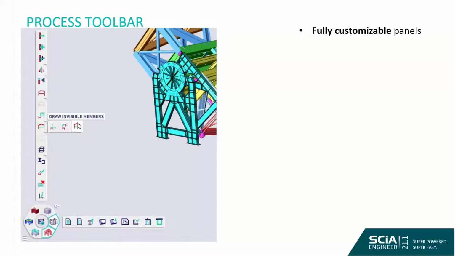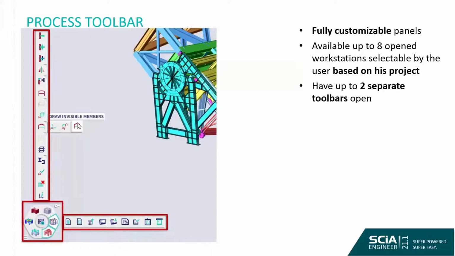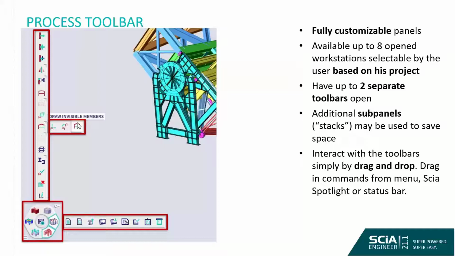Next in the line is the process toolbar. And this one is a component that's fully customizable. It, of course, contains multiple toolbars in the same spot, but you can always view two of them simultaneously. So you can open two of them. Some of the buttons on the toolbars can actually hide multiple different commands. We call those stacks, or you can call them sub panels.